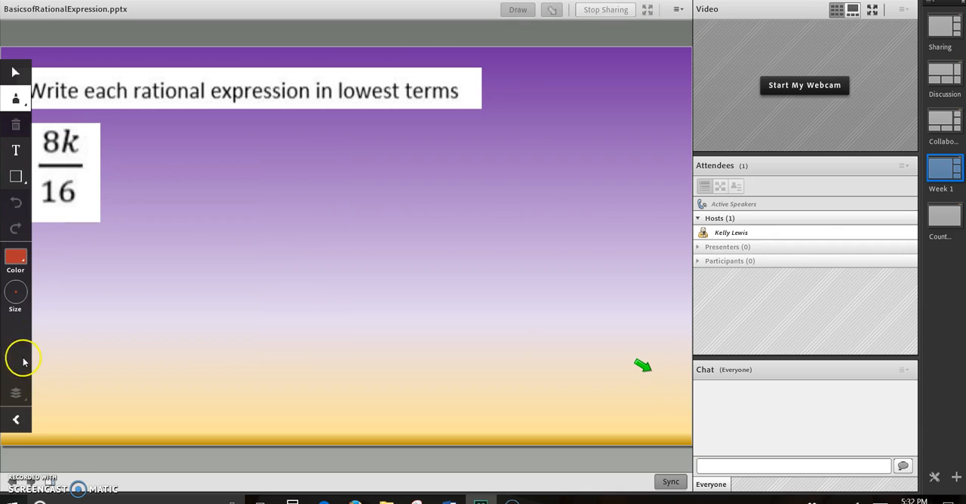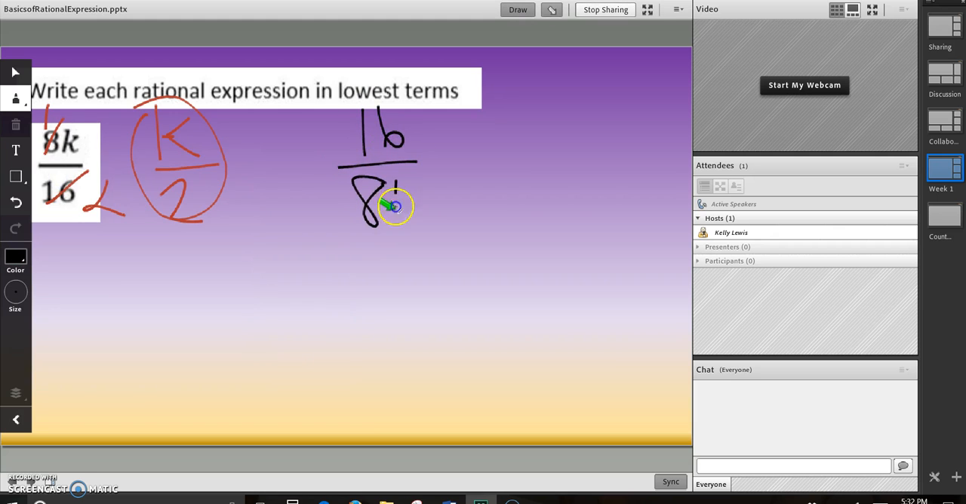All right, so now we're going to do lowest terms. Basically, we're simplifying fractions. So 8 over 16, I can divide everything by 8. 8 divided by 8 is 1, 16 divided by 8 is 2. So what I really have is k over 2, and that's it. What if this said 16 over 8k? Then I would divide by 8, so I would have 2 over k. Keep in mind, those are 2 different things. Those are actually reciprocals of each other.